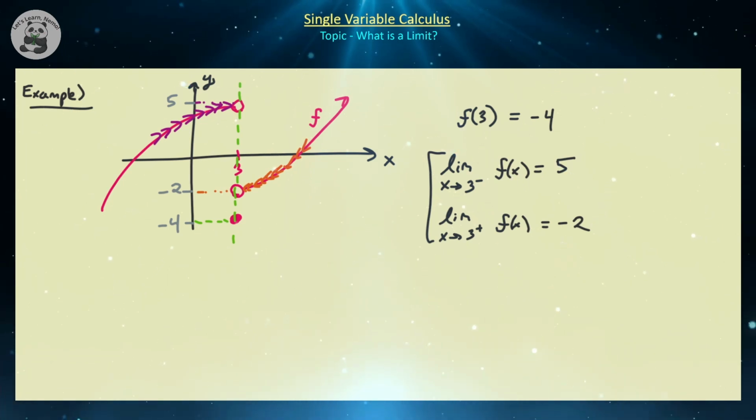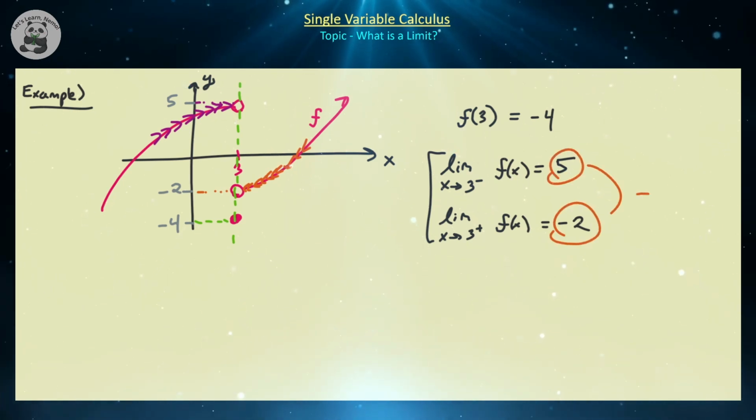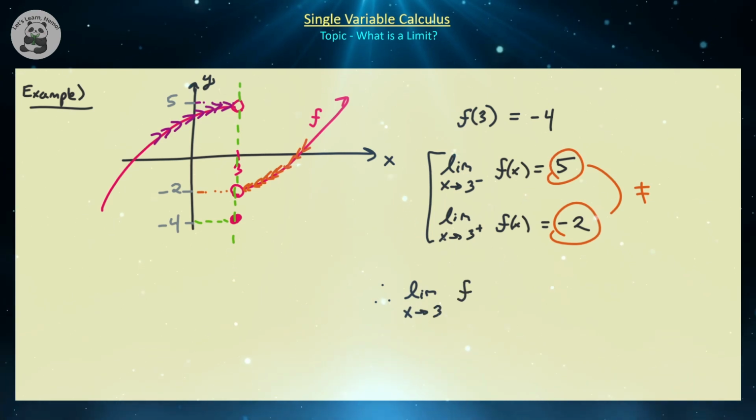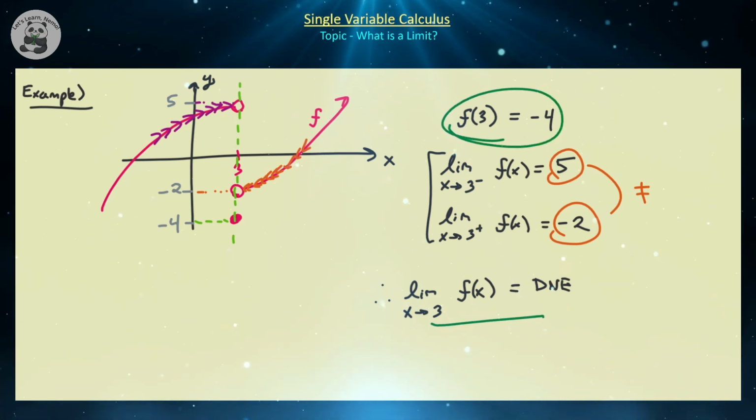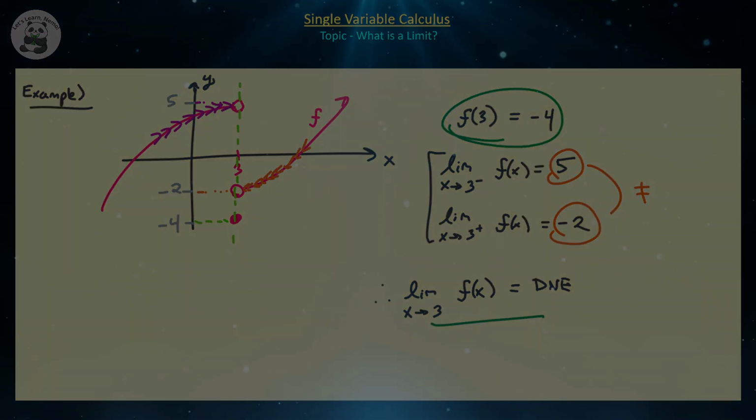So since the left-hand and the right-hand limits are not equal to each other, we will say that the overall limit as x approaches 3 of the function does not exist, because the left-hand and the right-hand limits are not equal. And keep in mind, evaluating limits is independent of the functional definition there, right? So f of 3 could have been equal to 5, negative 2, or non-existent at all, but that does not influence the value the limit can take.